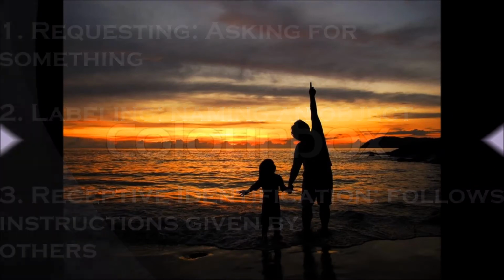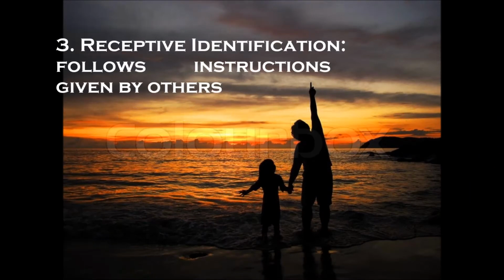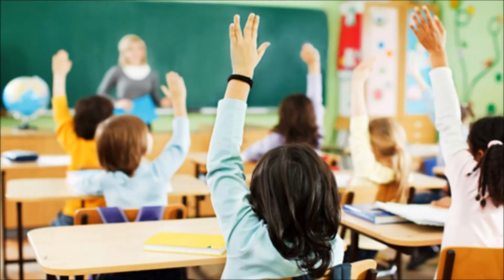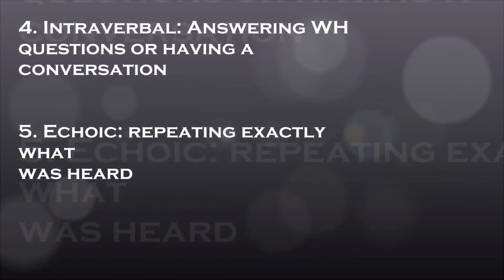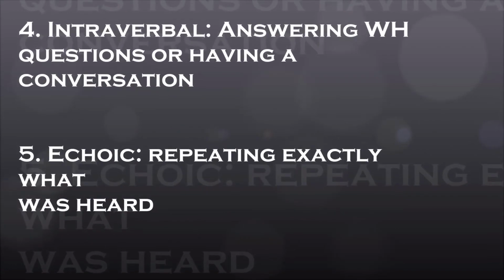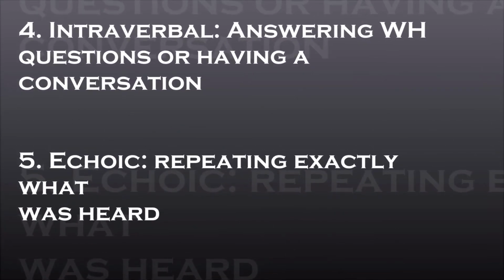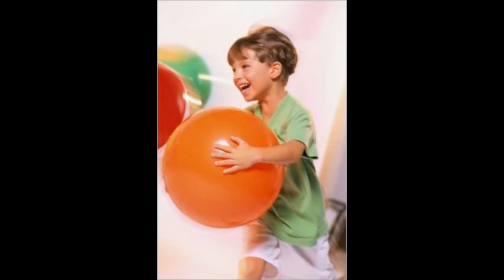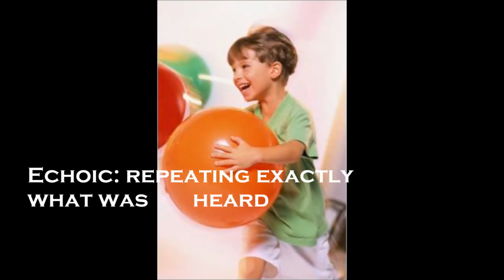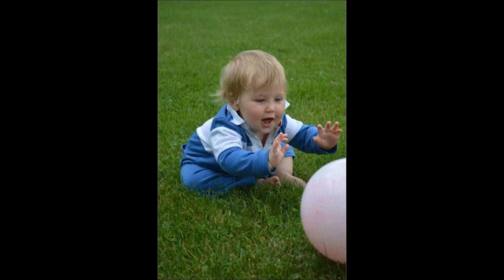So if a little guy sees an airplane, he'll say, "Mom, look, an airplane." Number 3 is receptive identification, which is following instructions given by others. So if you tell your class, "Okay, everyone sit down," the little guy with autism will follow the instruction. Number 4 is intraverbals, which you may think of as conversation, can involve answering WH questions or having a conversation. And the last one, number 5, is repeating exactly what was heard, which is called echoics.